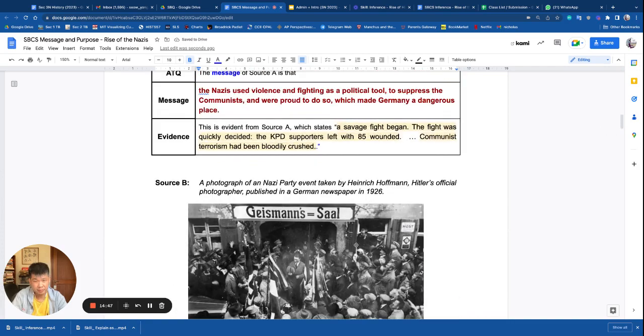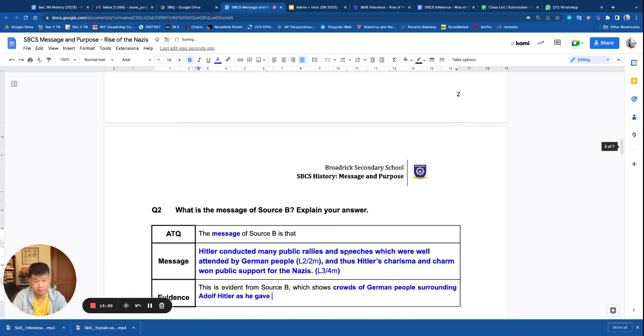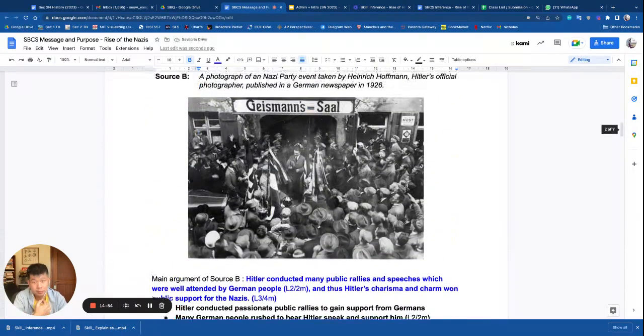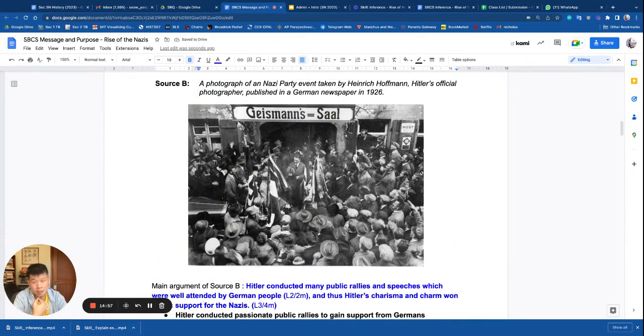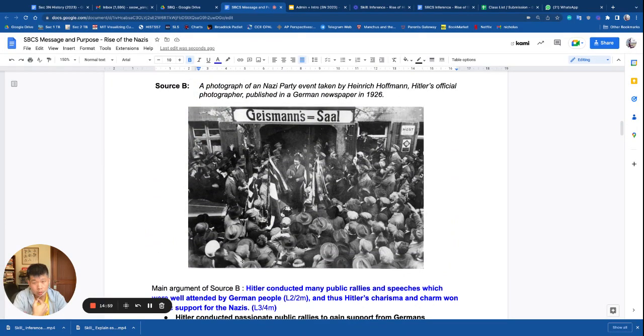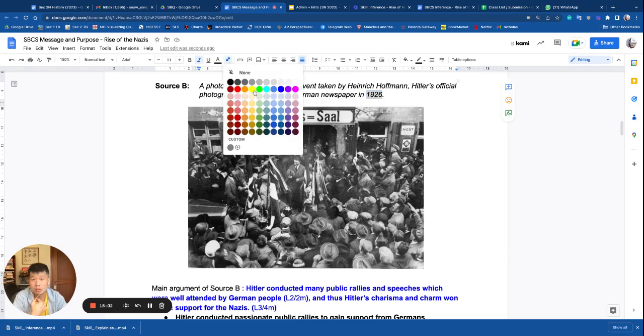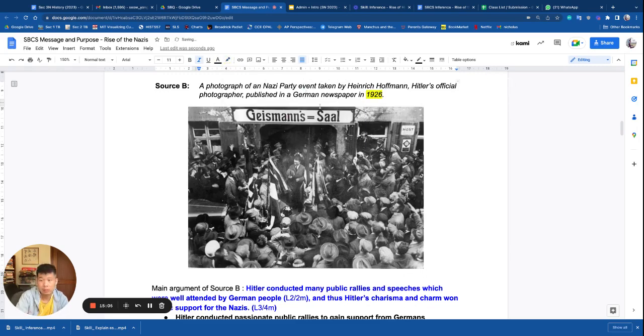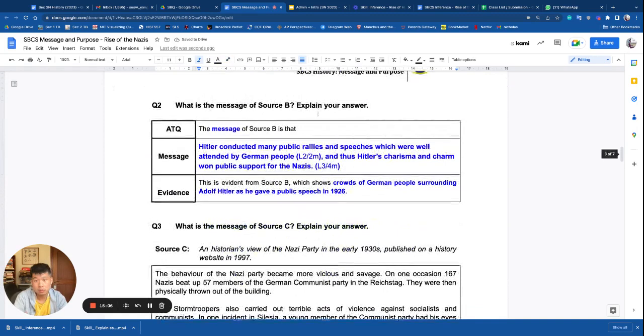He gave a public speech in 1926. I know this from the photo, the crowds of people, and I know this from the provenance, 1926. Okay, so we have achieved the message for source B.